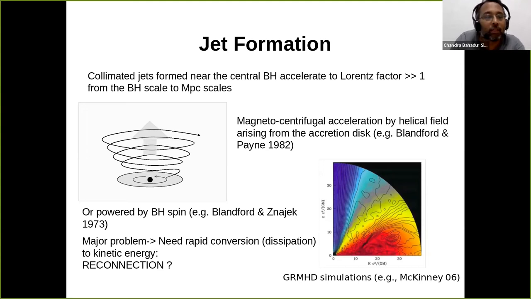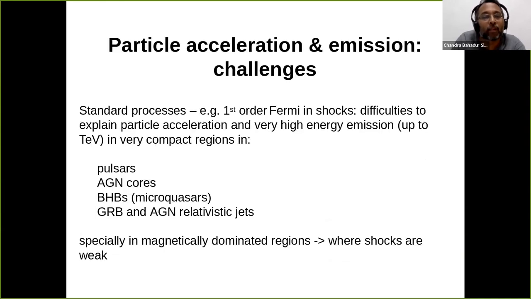So the one major issue is how there should be some kind of conversion, so that the magnetic energy can get into the kinetic energy. One of the possibilities is that reconnection should be prevalent in this kind of system. Another issue is how to accelerate the particles and produce emissions. When we consider shock acceleration, it is difficult to reach very high energy, in TeV.